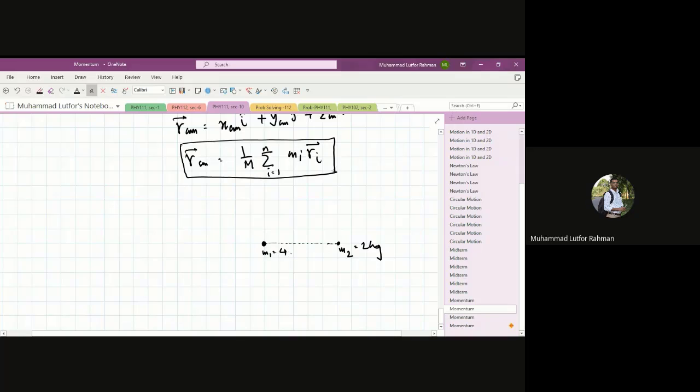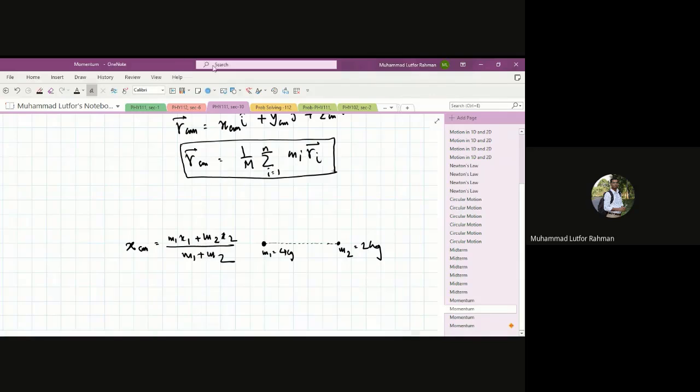Okay, let's see that. So how am I going to find out that it will be closest to the m1? If you claim that, I would say yes, your assumption is right. Then how am I going to find out that one? The same way. Say I'll choose an axis over there. To minimize the calculation, I'll choose this to be my origin. Then I could write x_com equals m1 x1 plus m2 x2 divided by m1 plus m2, right? So this is my equation.